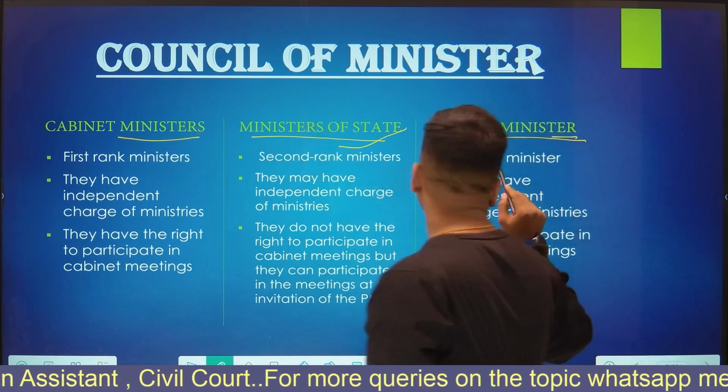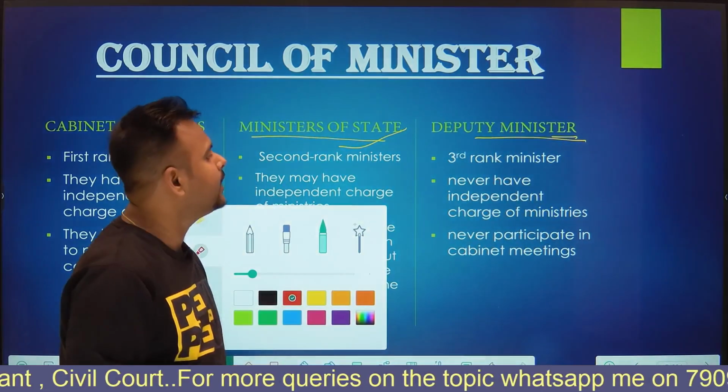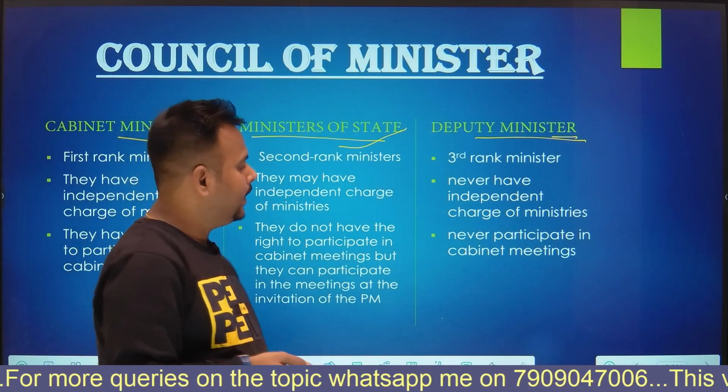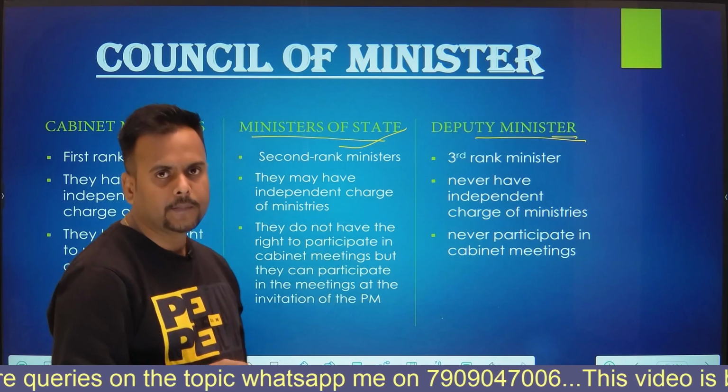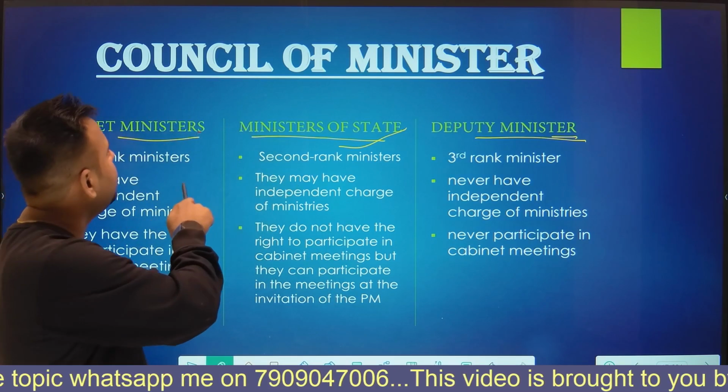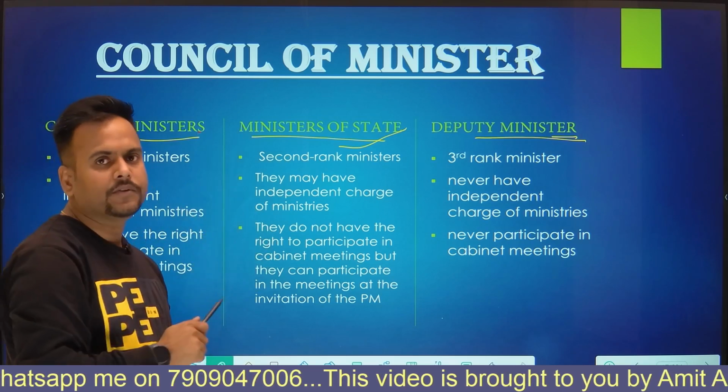Now, when you come to the Deputy Ministers, these are the third rank ministers. They never have independent charge of ministries and they can never participate in the cabinet meetings. So the Council of Ministers is very much clear: there are Cabinet Ministers, Ministers of State and Deputy Ministers.